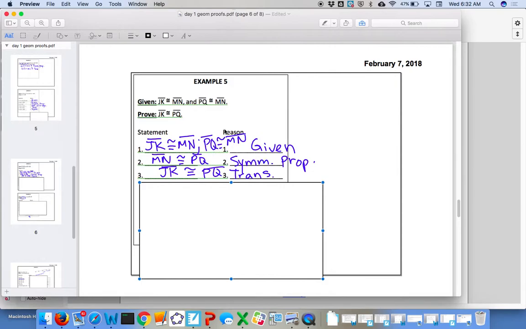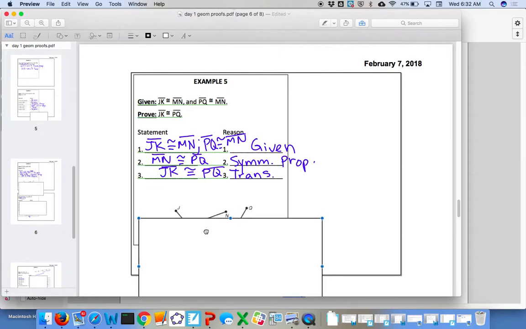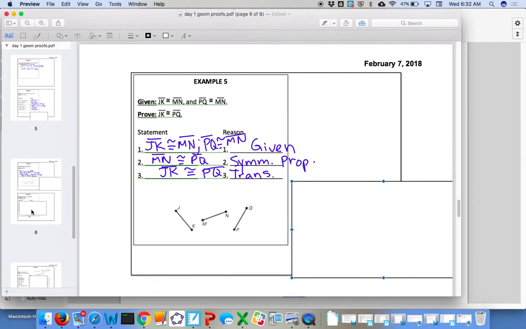But actually what I did is I took this statement and switched the order around because the order was not right for transitive. So see how it's the end of this one, but it's the end of that one. So I had to switch this order around and make it say MN is congruent to PQ so that I could use transitive property. So now these pieces match and I can put those two together. So I apologize, I made a mistake there.